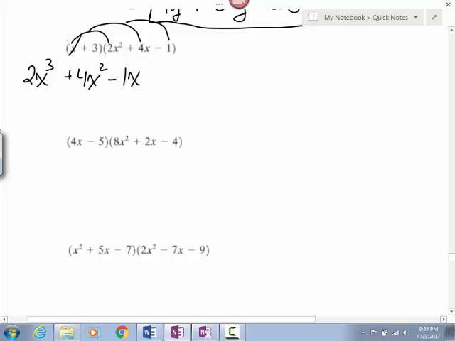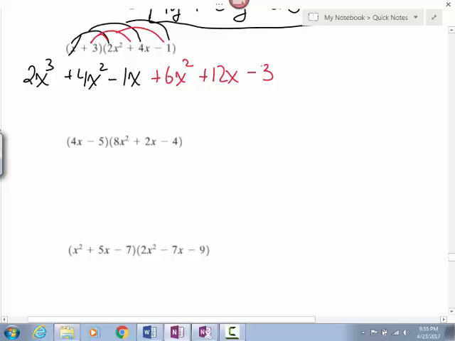And x times a negative 1 is a negative 1x. Okay, we've used that x. Now let's go ahead and do the same thing, but with our 3. So 3 times 2x squared is a plus 6x squared. 3 times 4x is a plus 12x. And 3 times negative 1 is a negative 3.